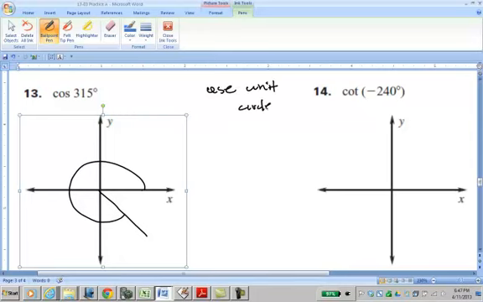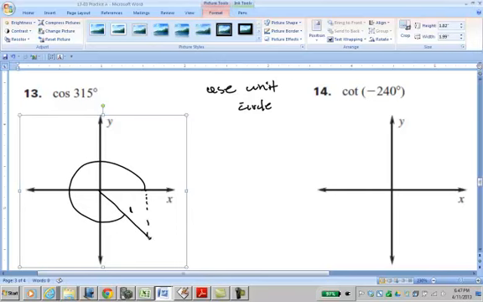So what does that mean? Well, this radius here is 1. Now we're going to drop a perpendicular line from the end of the terminal side, so a distance of 1 from the origin. We'll make this right triangle. The reference angle is 45 degrees.